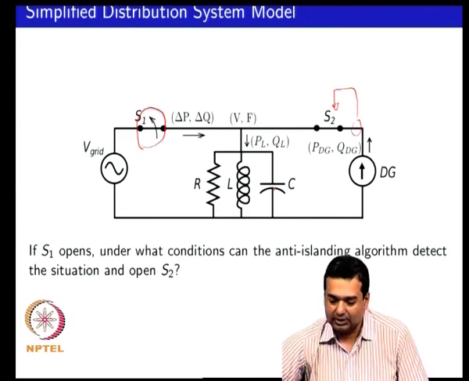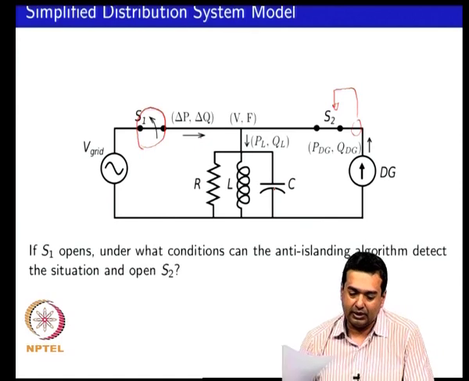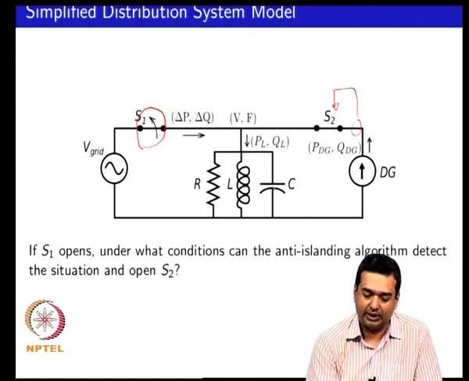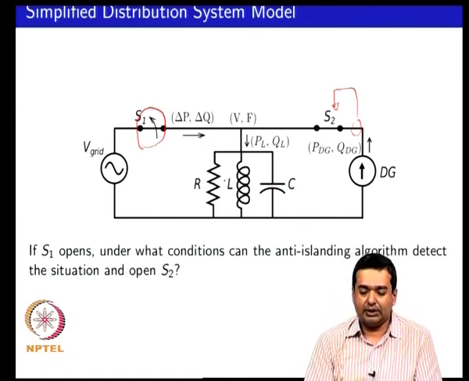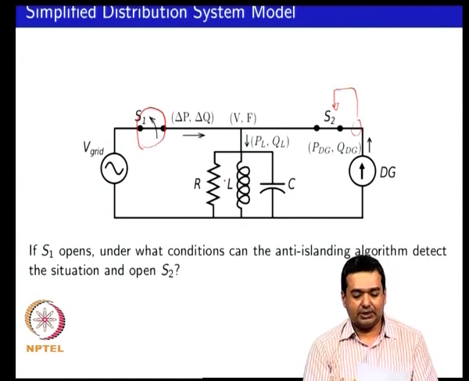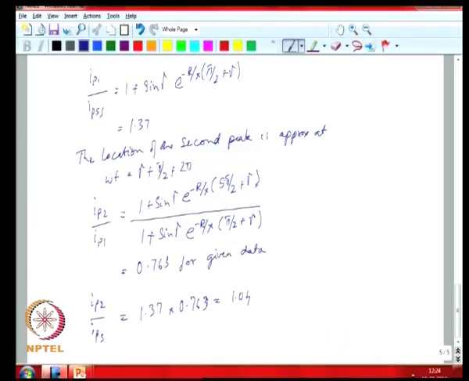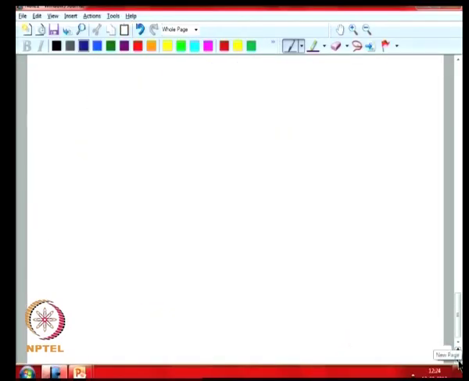So, now we will consider the situation where you have some mismatch in the power consumed by the load and the power being injected by the DG, and we will first look at the situation where you are trying to detect a situation of unintentional island by looking at the voltage magnitude.